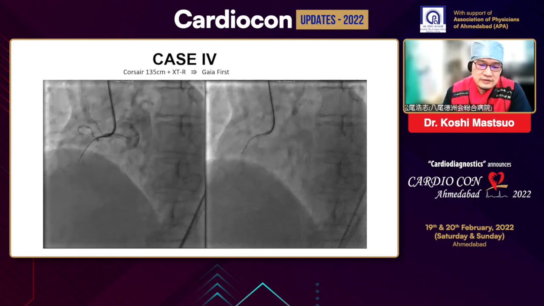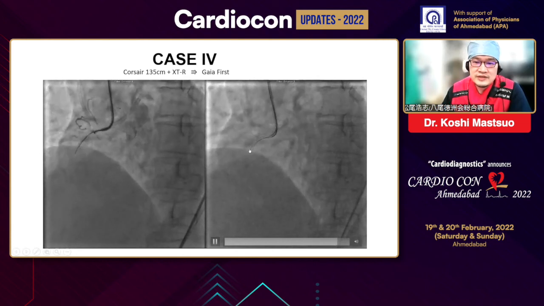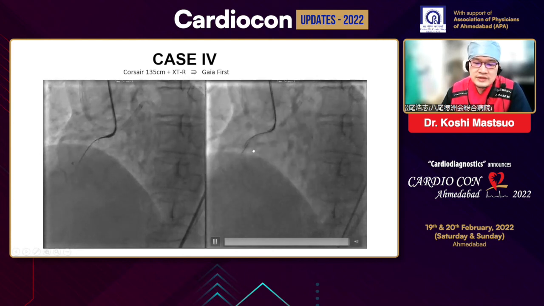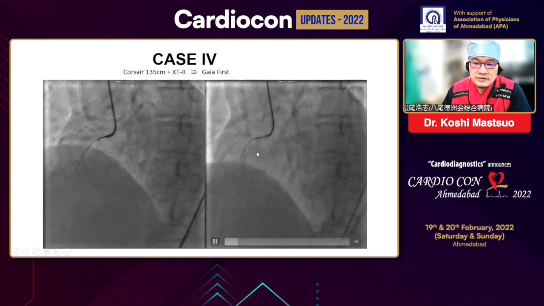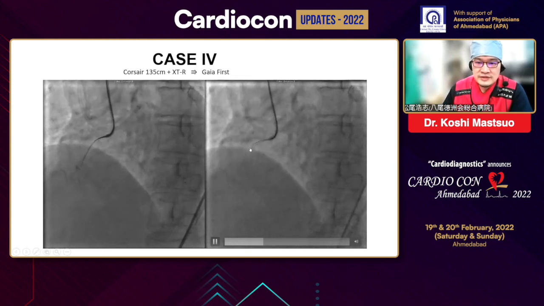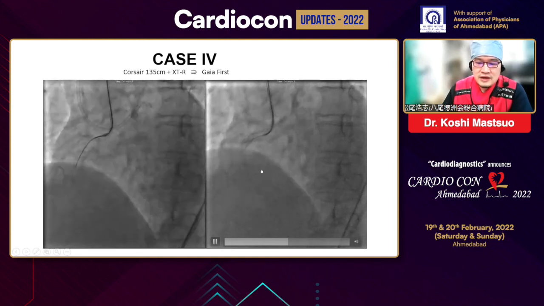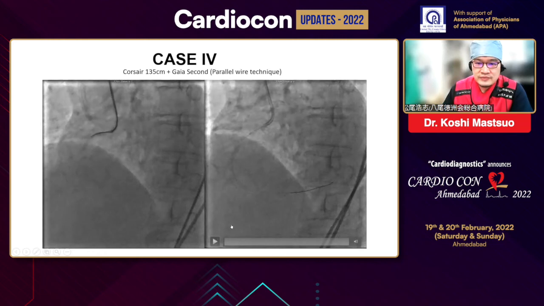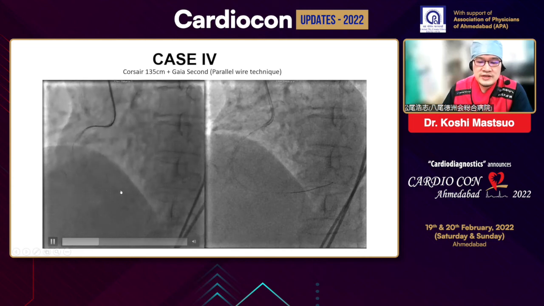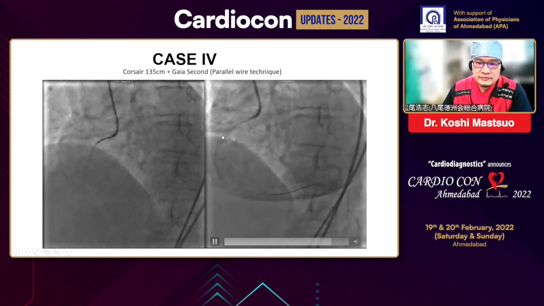So I performed the parallel wire technique using Gaia second. After changing the wire to Gaia second, I could change the wire direction intensively like this, and I could change the CTO entry like this. Finally, I could cross to the true lumen using Gaia second. And this is the final angiogram. I could succeed.